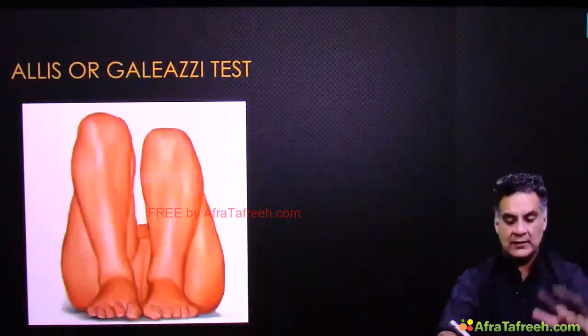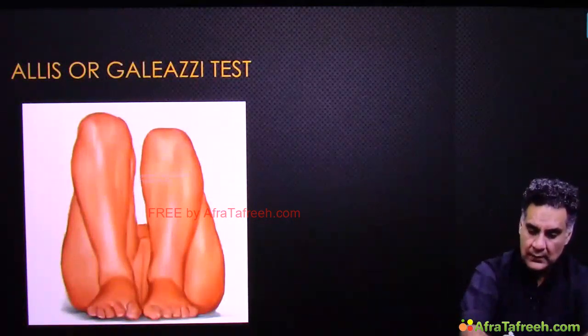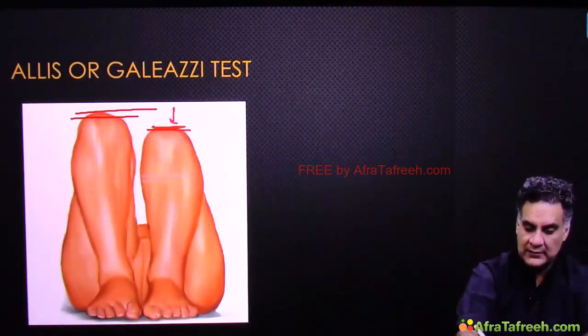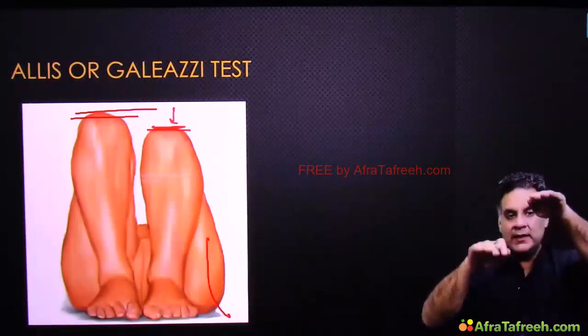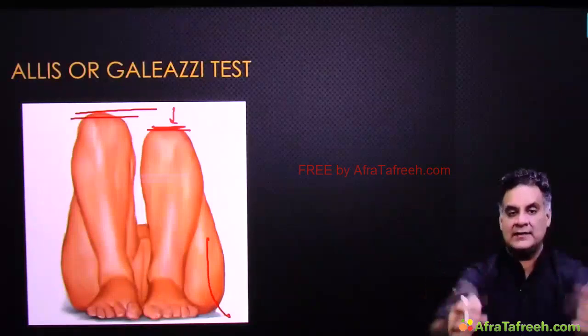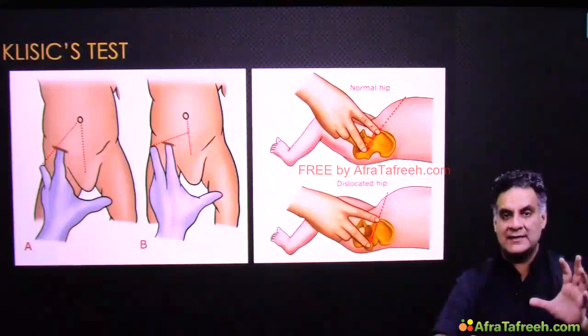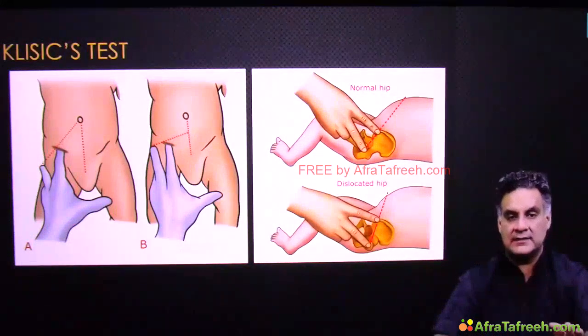If you ask the patient to lie supine, their knees should be at the same level. On the side which is dislocated, the knee will be at a lower level, called Allis or Galeazzi test. For bilateral DDH, we have the Klisic test. These are the clinical tests.